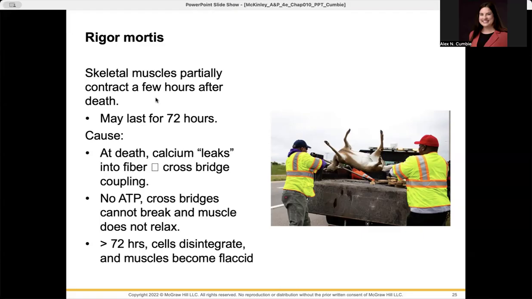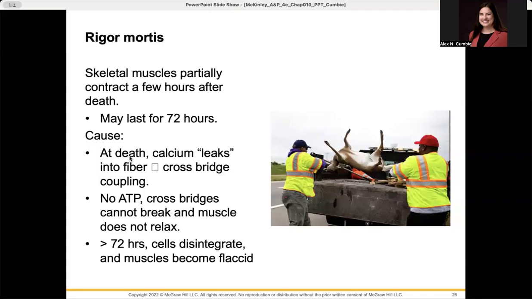Skeletal muscle, when an individual passes away, can remain partially contracted for several hours after death. As you can see with this deer here, instead of all of its legs just laying off to the side, they are in this upright position, as if you were to stand the deer, they could stand because those muscles are contracted. This typically can last for up to 72 hours, and eventually those contractions will break down. So rigor mortis is not something that just stays forever.